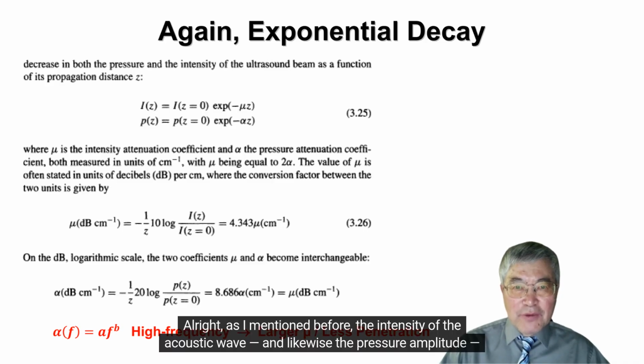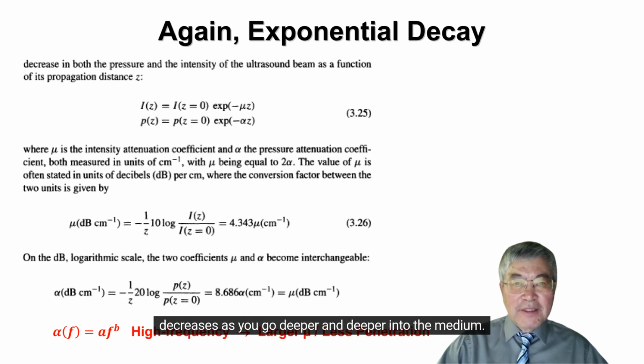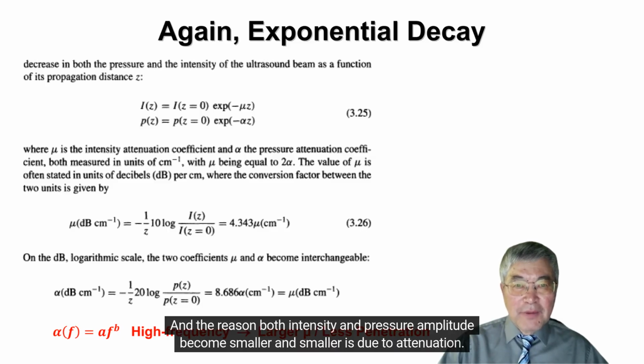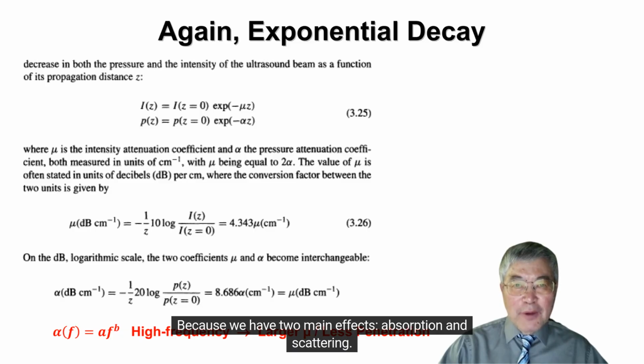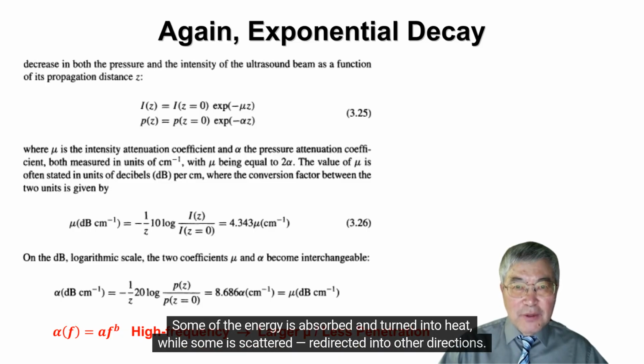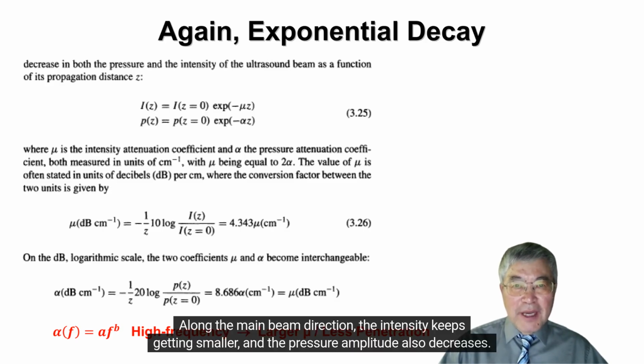Alright, as I mentioned before, the intensity of the acoustic wave, and likewise the pressure amplitude, decreases as you go deeper and deeper into the medium. And the reason both intensity and pressure amplitude become smaller and smaller is due to attenuation. Now, why do we have attenuation? Because we have 2 main effects, absorption and scattering. Some of the energy is absorbed and turned into heat, while some is scattered, redirected into other directions. Along the main beam direction, the intensity keeps getting smaller and the pressure amplitude also decreases.